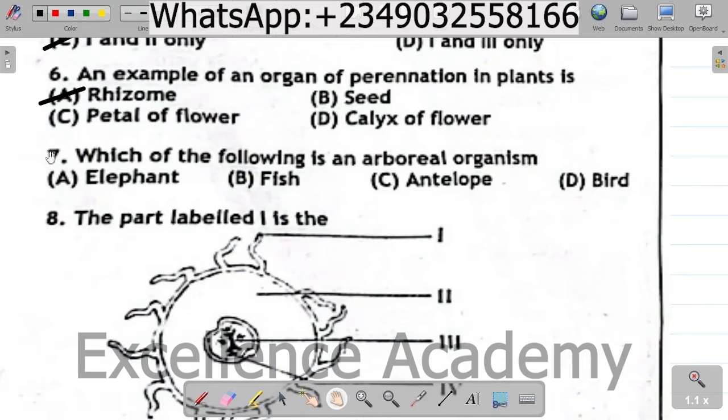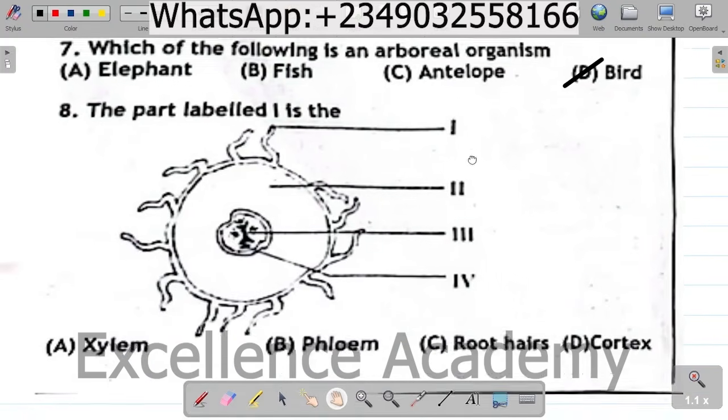Rhizome. Question 7. Which of the following is an arboreal organism? A. Elephant, B. Fish, C. Antelope, D. Bird. The correct option is D. Bird. Arboreal organisms are organisms that live on the trees.